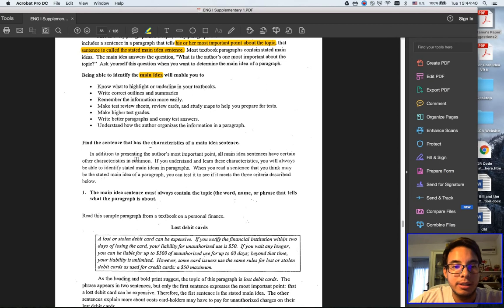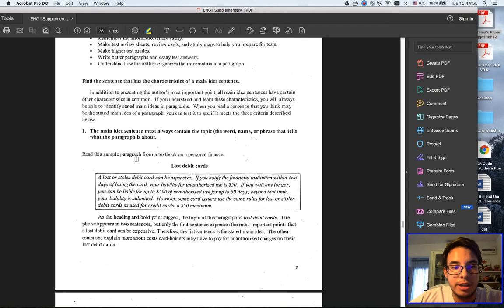So what you're going to do is find the main idea sentence in the following activities. Towards the end of the page, we will notice that main idea sentences have several things in common. There are three particular things that we're going to cover. The first one is that the main sentence must always contain a topic, which may include the word, name, or phrase that tells us what the paragraph is about.